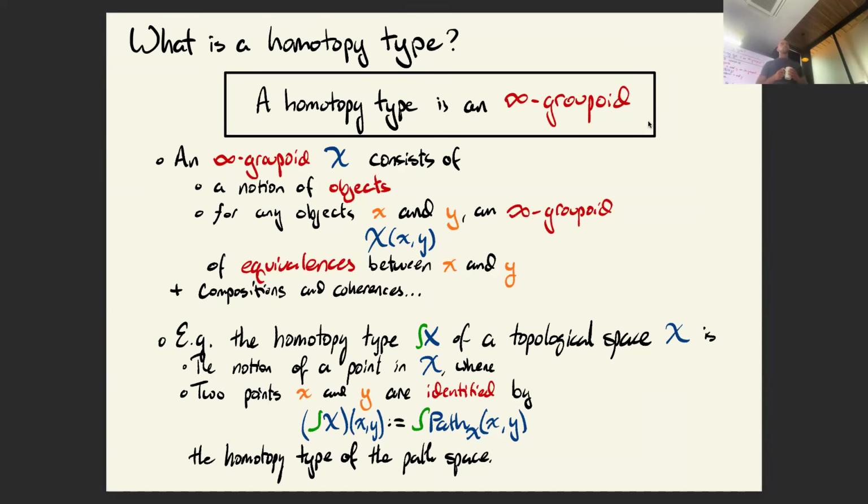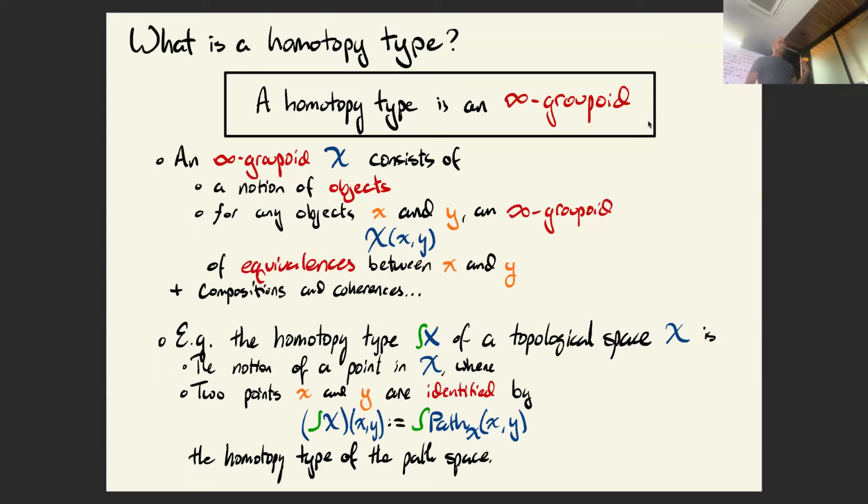But a homotopy type is an infinity groupoid. An infinity groupoid is a higher dimensional generalization of a groupoid. What an infinity groupoid is: it has a collection of objects, so it's a notion which admits of these different specializations. And for any two objects, we have an infinity groupoid of equivalences between them. So this is a co-recursive definition. And because these equivalences are like isomorphisms, we can compose them, we can invert them, we have identities and so on.